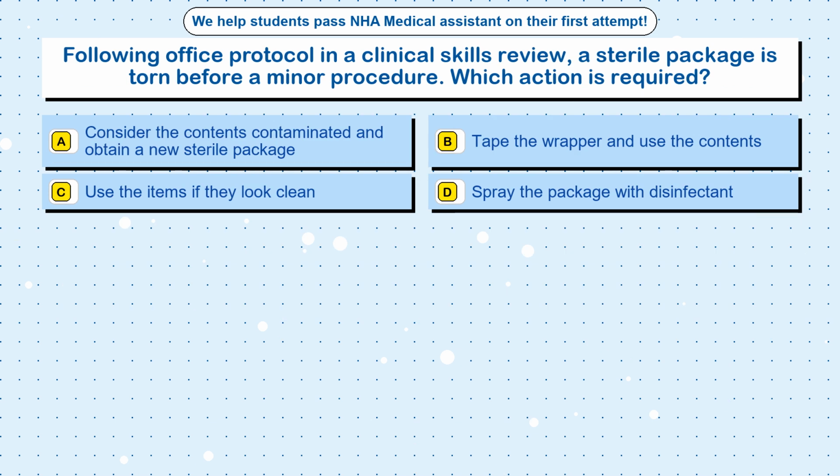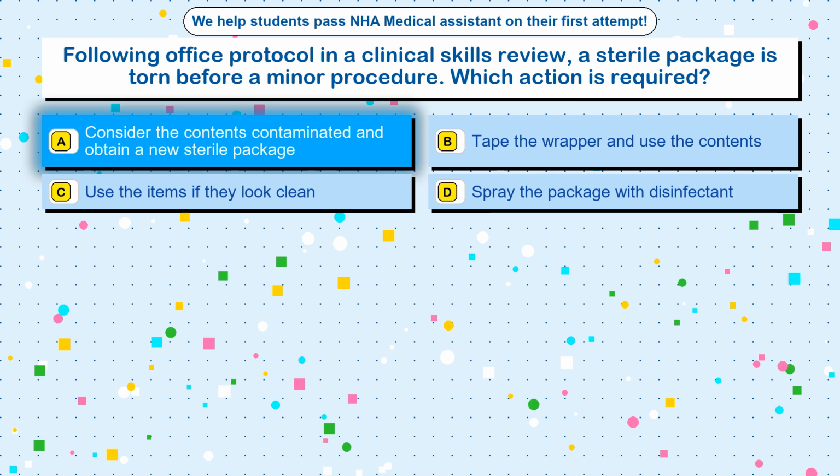Question 17. Following office protocol in a clinical skills review, a sterile package is torn before a minor procedure. Which action is required? Option A, consider the contents contaminated and obtain a new sterile package. Option B, tape the wrapper and use the contents. Option C, use the items if they look clean. Option D, spray the package with disinfectant. The correct answer is option A.